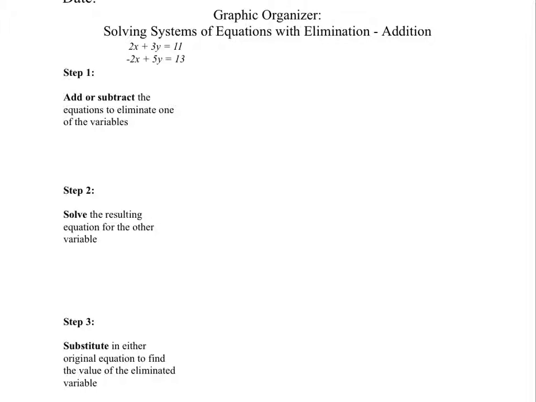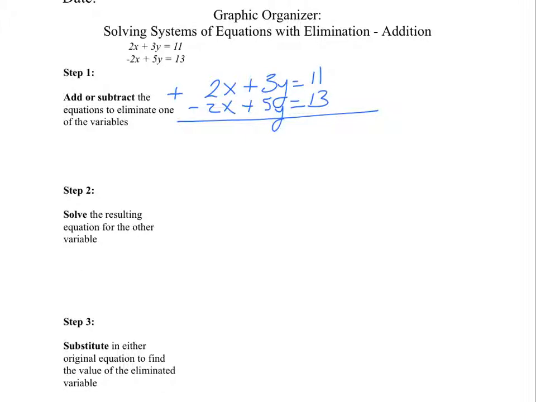In step 1, what you actually want to do is you want to take the 2 equations and line them up so that they match exactly. So the first equation, 2x plus 3y equals 11. Second one, negative 2x plus 5y equals 13. And what we're going to do now is we're going to add the 2 equations. This method only works if your x's line up on top of one another, your y's line up on top of each other, and your constants are over here on the right-hand side all by themselves.